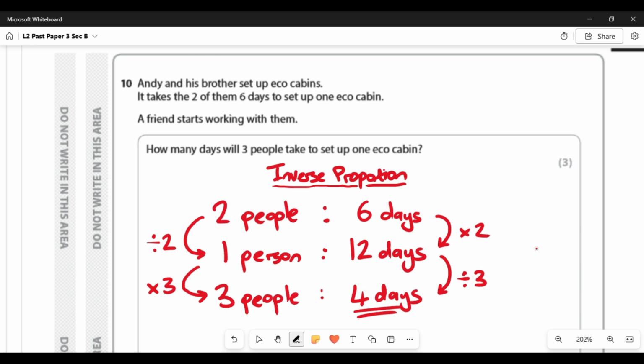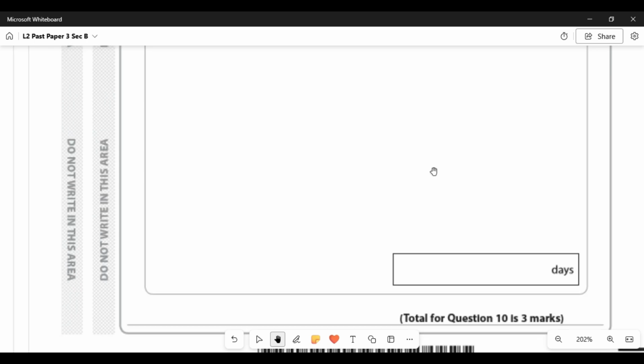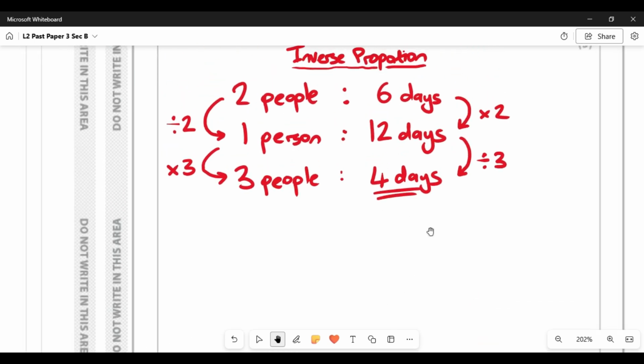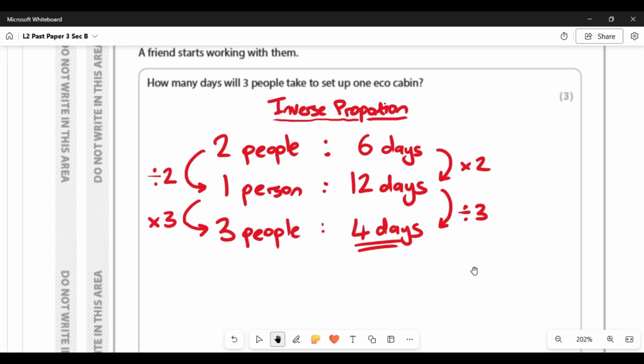Yep, and it makes sense as well because more people means they'll do the job much faster than 2 people, which takes 6 days. So yeah, it does make sense. Definitely inverse proportion, and I would put 4 days here in the answer box. 3 marks in total for that. So obviously you get 2 marks for showing some kind of working out, something like this, and then obviously 1 mark for your answer. Let's move on to the next question.